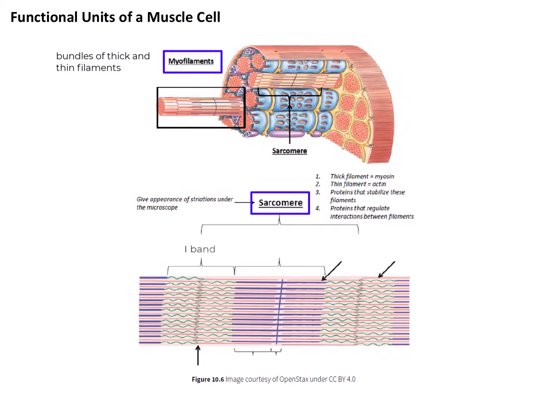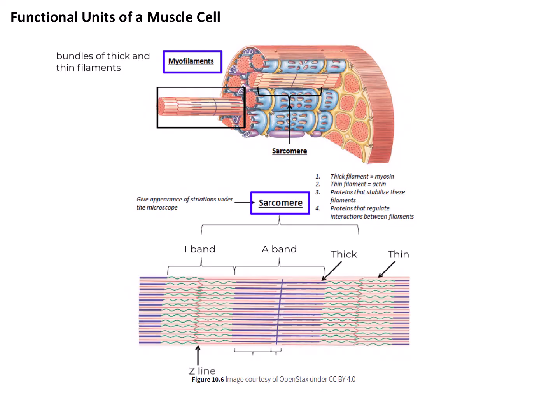This region here is called the I band because it's light in color when viewed under a microscope. This band here is the A band because it is dark in color when viewed under the microscope. The alternating I and A bands are what give skeletal muscle the striated appearance when viewed under the microscope. The thick filaments are made of myosin proteins, and the thin filaments are made of actin proteins.